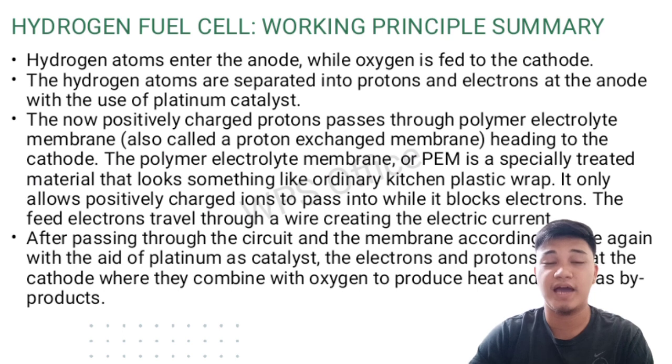Hydrogen atoms enter the anode while oxygen is fed to the cathode. The hydrogen atoms are separated into protons and electrons at the anode with the use of a platinum catalyst. Then the positively charged protons pass through the polymer electrolyte membrane, also called a proton exchange membrane, heading to the cathode. The freed electrons travel through a wire, creating the electric current. After passing through the circuit and the membrane, the electrons and protons meet at the cathode where they combine with oxygen to produce heat and water as byproducts.